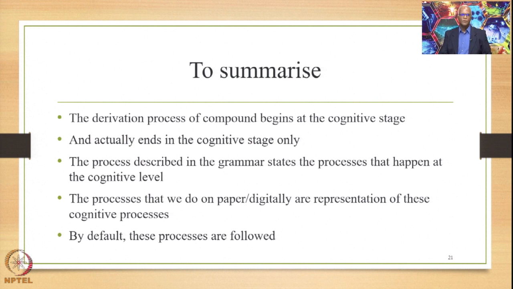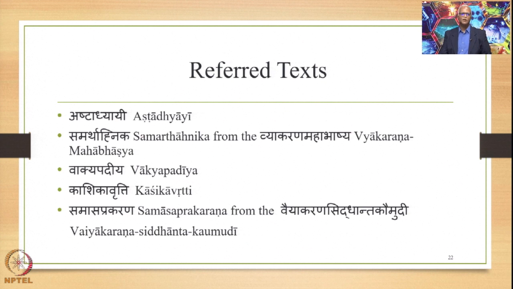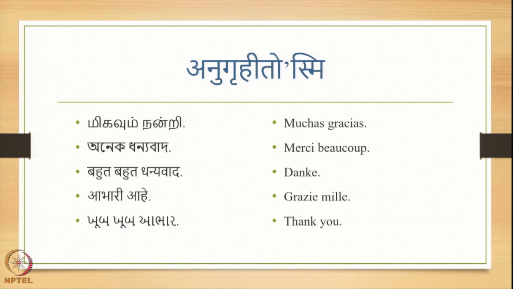To summarize, the derivation process of a compound begins at the cognitive stage. And actually, it ends in the cognitive stage only. The process described in the grammar states the processes that happen at the cognitive level. The processes that we do on paper as well as digitally, which we showed earlier, are representations of these cognitive processes. By default, these processes are followed and they are expressed using various means. These are the texts referred to. Thank you very much.